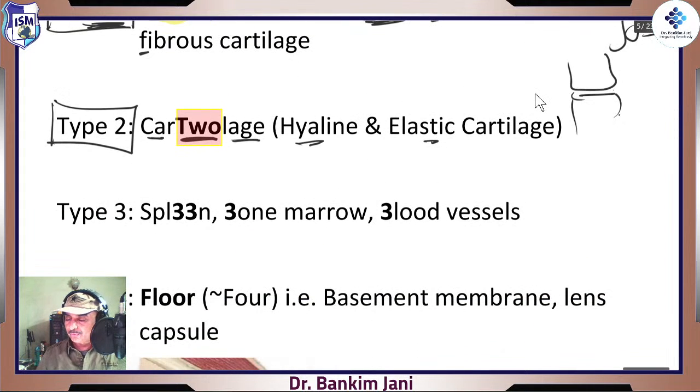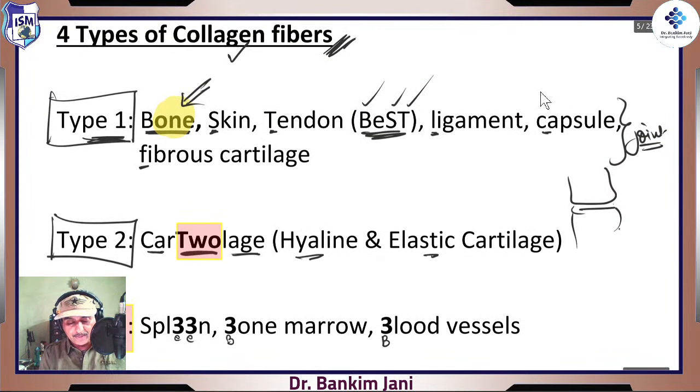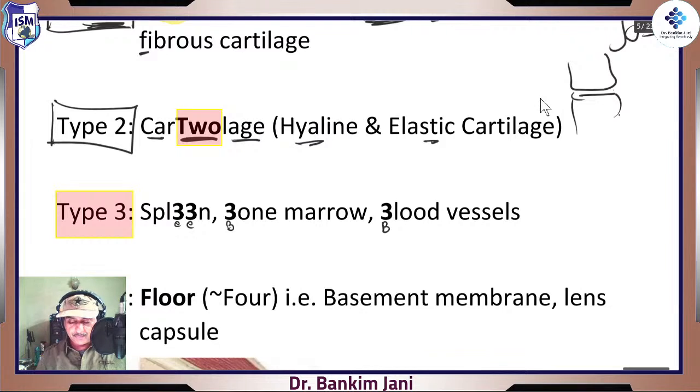Type 3 is so interesting. Wherever you write it, like spleen, then bone marrow, write it like this, and blood vessels. That's where these types of fibers are. So easy. These type 3 collagen fibers are present in spleen, bone marrow and blood vessels.